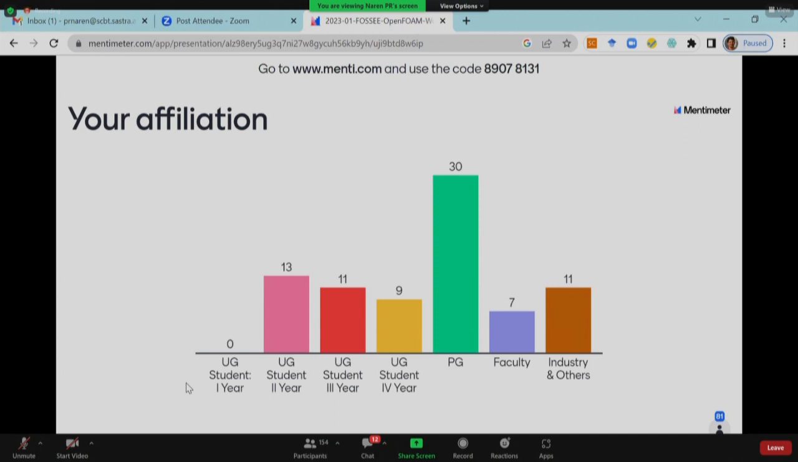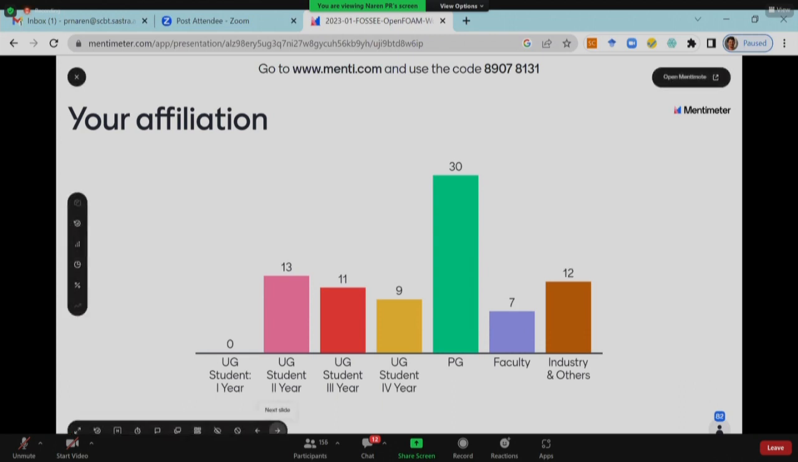in the other options. So fairly, there are also second year students who have shown interest. Like we have about 13 second year students and about 11 third year students and quite a number of postgraduate students. So that's fairly nice. That also makes the session going to be lighter for me. Okay, so we will go.